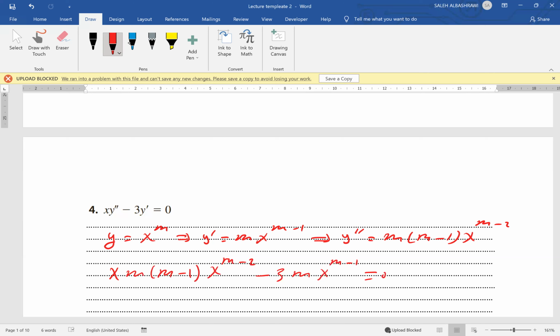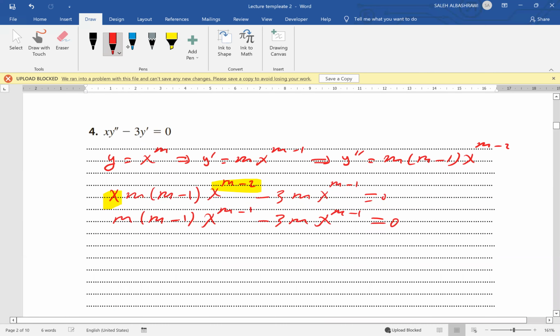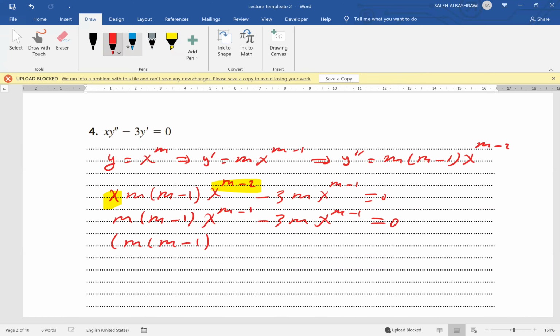Just combine this x with x to power m minus 2. I will have m multiplied by (m minus 1) multiplied by x to power m minus 1 minus 3m x to power m minus 1 equal to 0. We can take x to power m minus 1 as a common factor, then I will have [m multiplied by (m minus 1) minus 3m] multiplied by x to power m minus 1.